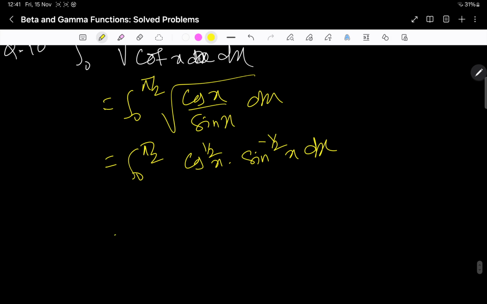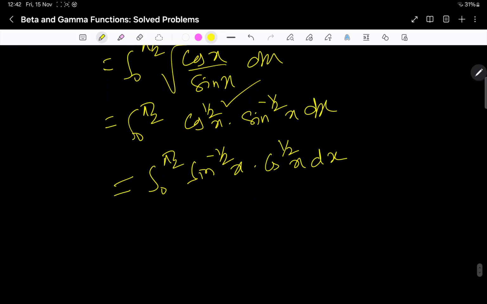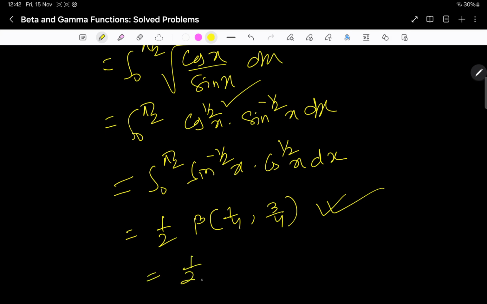Now convert it to the gamma function, beta function first. So this is same thing as 0 to pi by 2 sin to the power minus half x cos to the power half x. Otherwise it's also okay. We can think this is m and this is n, no issue. So this will be half beta of (m plus 1)/2, (n plus 1)/2, that is 1 by 4, 3 by 4, and already we have done it earlier. So this is half gamma 1 by 4 into gamma 3 by 4 divided by gamma 1.